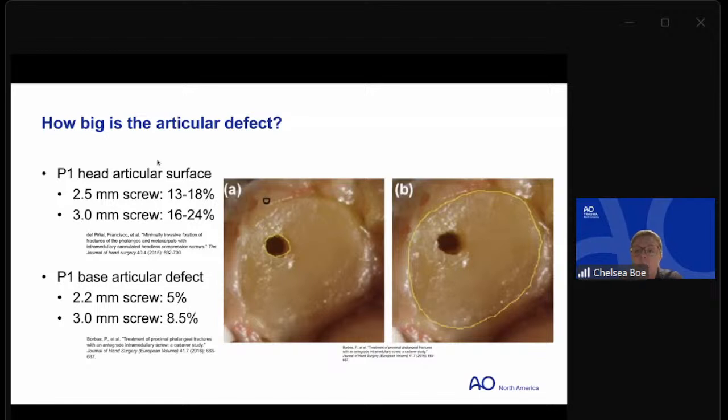The size of the articular defect, of course, varies with the size of the screw. It's proportionally more of the distal articular surface than the proximal articular surface, given the difference in size of the overall joints. It can represent as much as 24% of the articular surface of the P1 head, compared to around 9% of the P1 base.